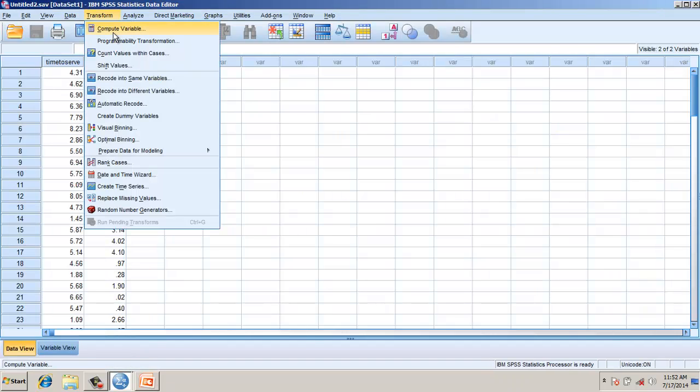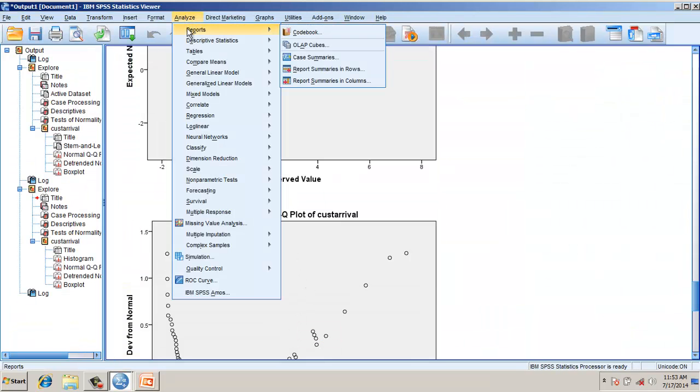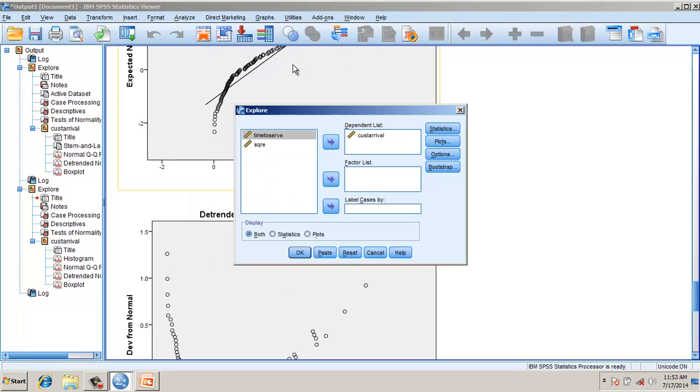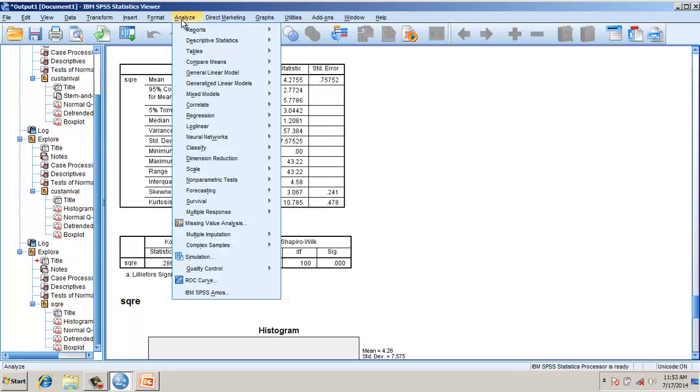We'll try a square transformation. We take the customer arrival time, multiply it by the same, and then check for the same. Oh, the skewness has increased. The kurtosis also has increased, and also the non-normality. That means square transformation doesn't yield results.